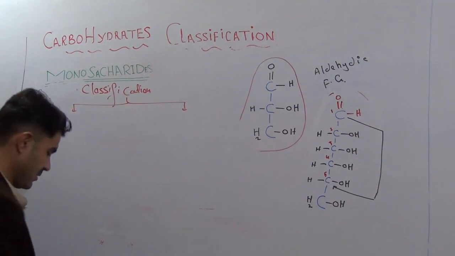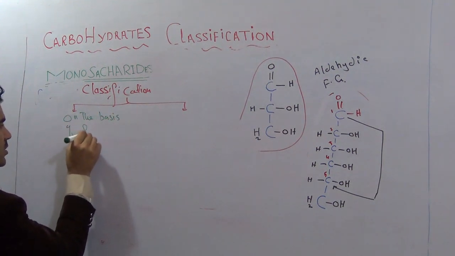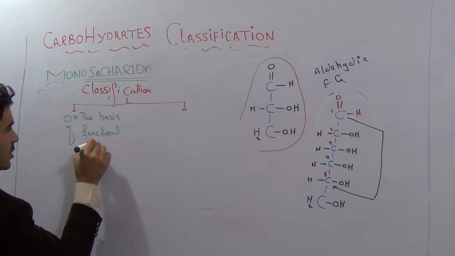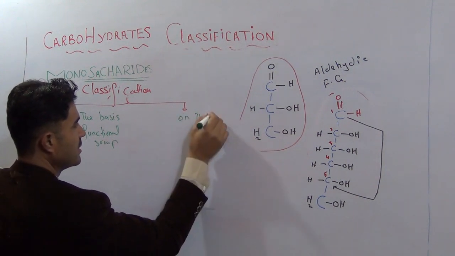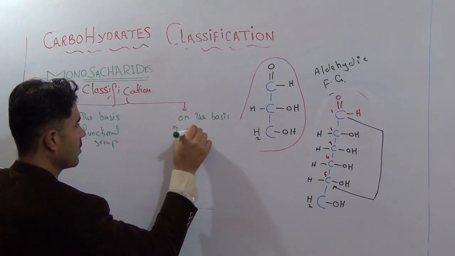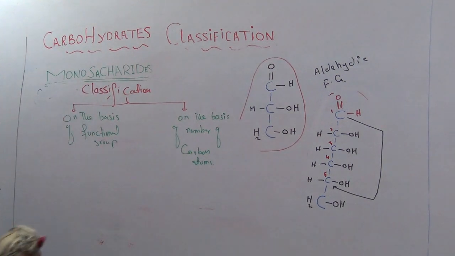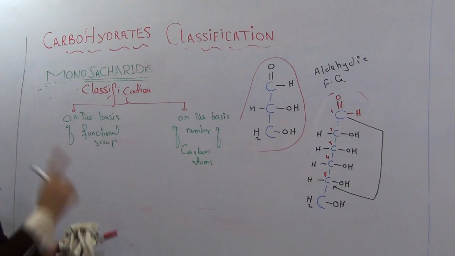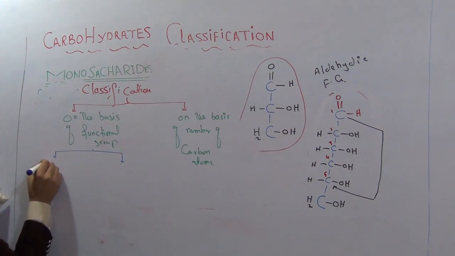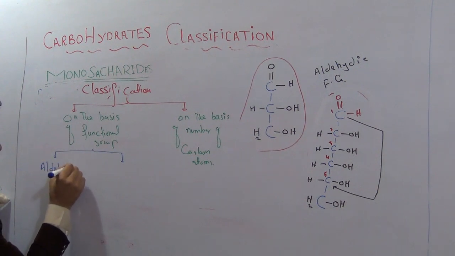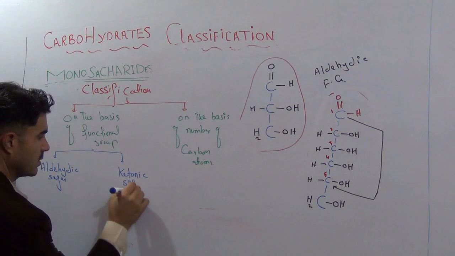Number 1 is on the basis of functional group, and number 2 is on the basis of number of carbon atoms. On the basis of functional group, the monosaccharides are two types. Number one, they are either aldehydic sugar or ketonic sugar.